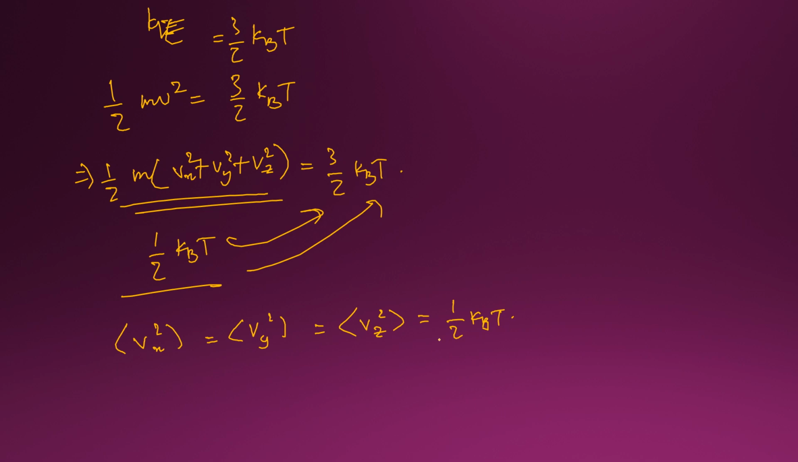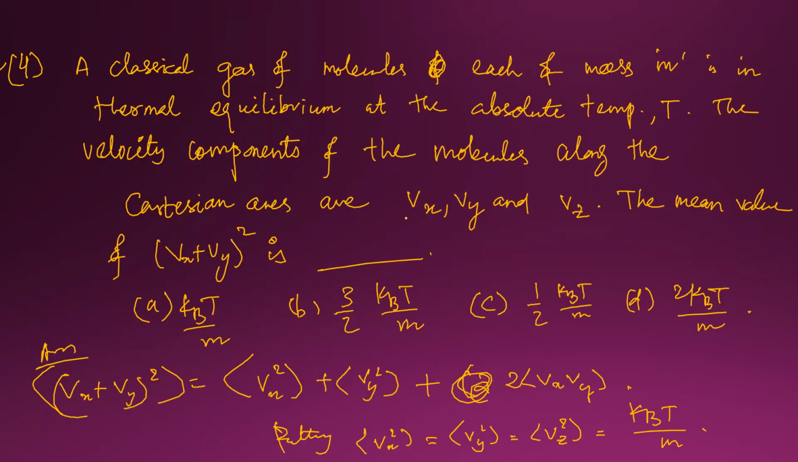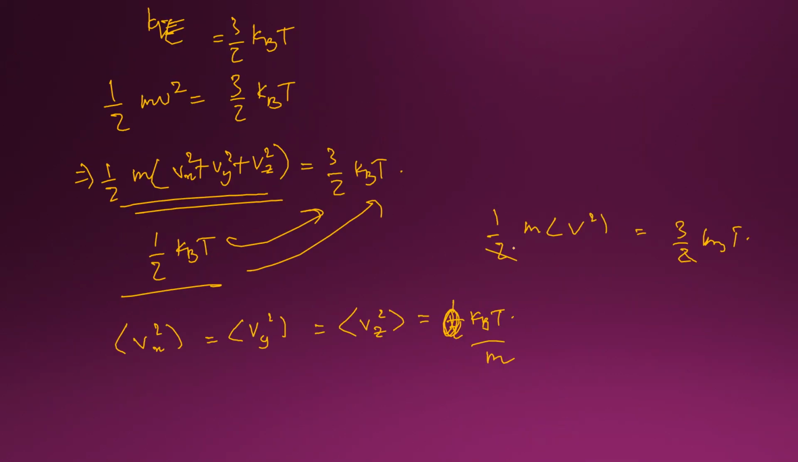Or, no. See, half m v square is equal to 3 by 2 kBT. So 2 gets cancelled, m. It will be kBT by m. Sorry, kBT by m. My bad. Yeah, I did write kBT by m. Sorry, I'm telling something else. kBT by m. Okay, but the expectation value of Vx into Vy is 0.